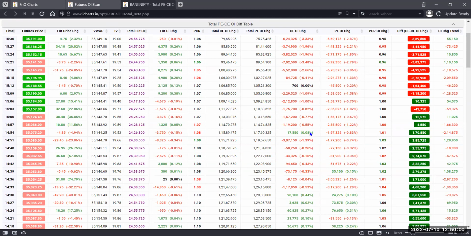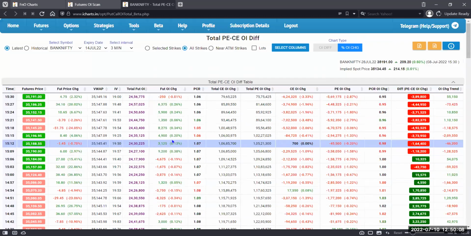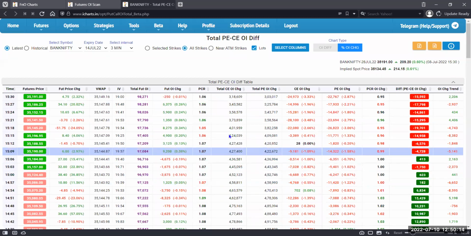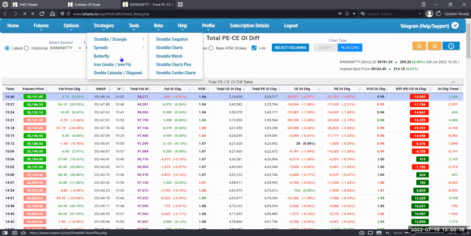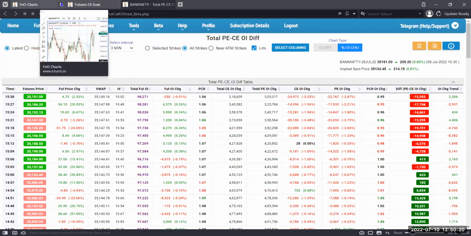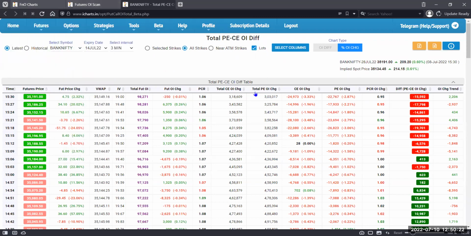Somebody had asked, are volume and OI in quantity or lots? Where exactly is this? Kiran Raj had asked. See, volume and all these are in quantity. If you want it in lots, you can click this, and now these will be in lots. This option has not been added in the other tools, so we are in the process of doing that. But if you want to see it in lots, you can click this.